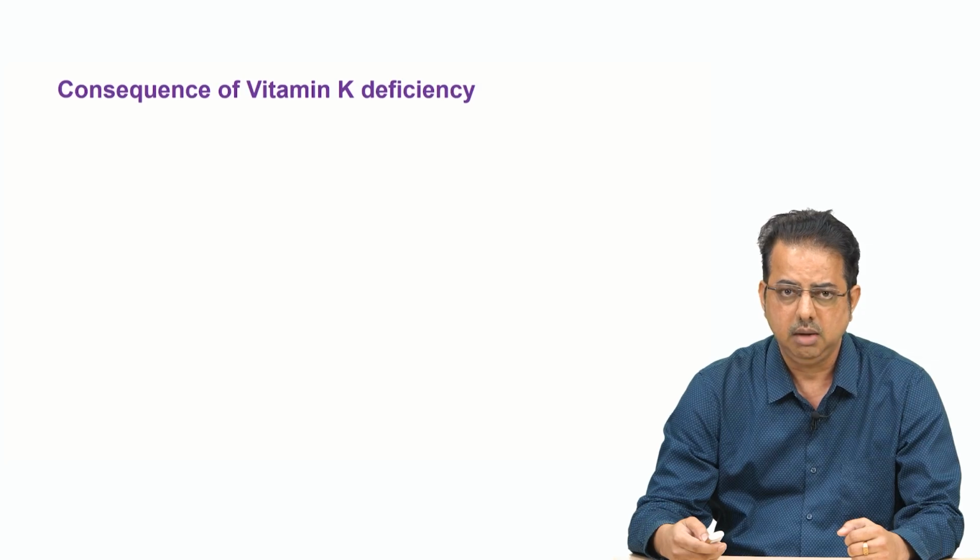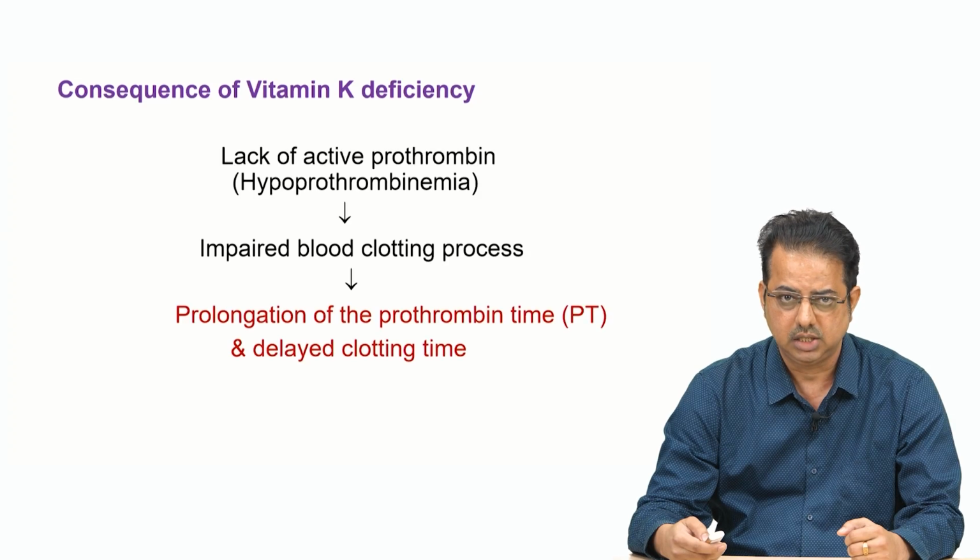Vitamin K plays a very important role in blood coagulation, that is activation of clotting factors. So, when vitamin K is deficient, there will be lack of active clotting factors, which will result in impaired blood clotting process. This in turn will bring about prolongation of prothrombin time and delayed clotting time.